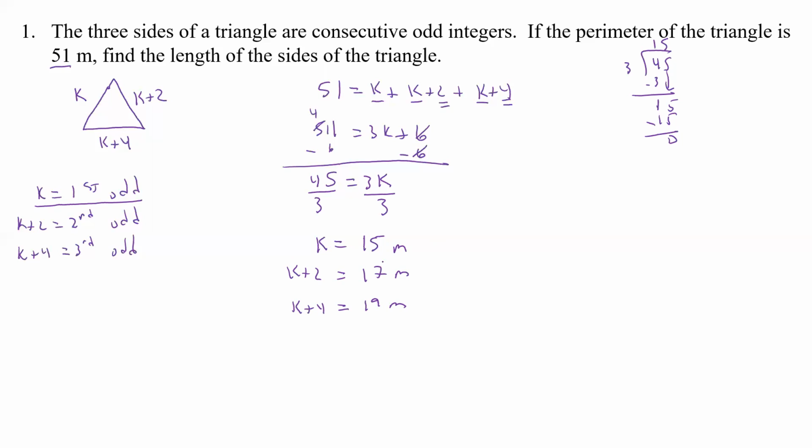Are those consecutive odds? 15, then 16 is not, but 17 is. 18 is not, but 19 is. So yes, those are consecutive odd integers. And so those are the sides of our triangle.